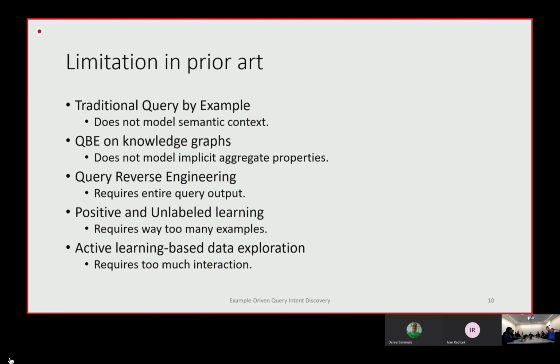Before going to our work, I will quickly go over the limitations of the prior art. Traditional query by example systems do not model this context. There are methods in knowledge graphs that do not model some implicit properties, which I'll talk about shortly. There are methods called query reverse engineering, but they require the entire output. That fails in the first place, because if I knew the entire output, I wouldn't look for a query intent discovery system. And there are machine learning and active learning based approaches, but they require either too many examples or too many user interactions.